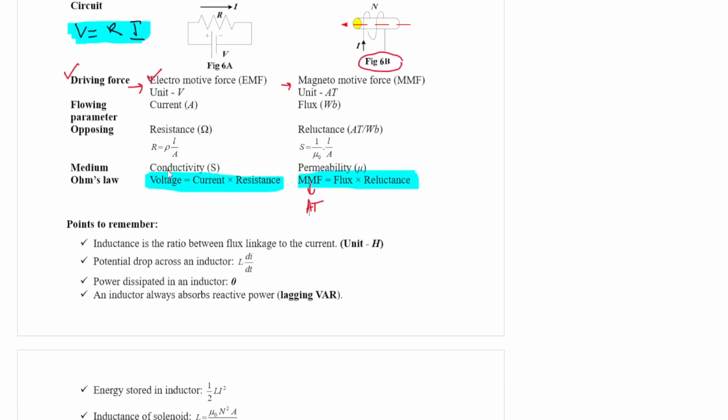Now what is flowing in case of an electrical circuit? The answer is current. Current is flowing. In case of a magnetic circuit, flux is flowing. The material through which the current flows offers opposition, and it is called resistance. That is the opposing parameter. In case of a magnetic circuit, it is called reluctance. Its unit is ampere turn per Weber.